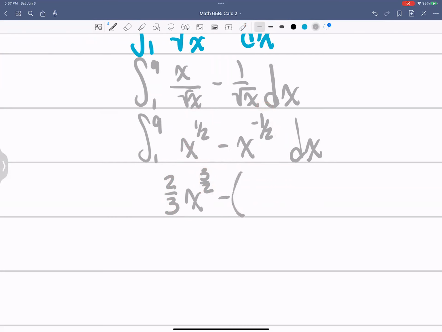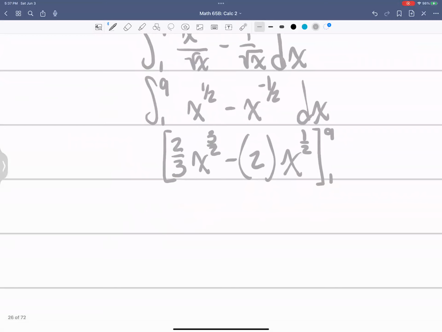minus, we're going to multiply something, x to the 1, negative 1/2 plus 1 is going to be positive 1/2. So the reciprocal of 1/2 is going to be 2. And again, we're going to be integrating over the interval 1 to 9.